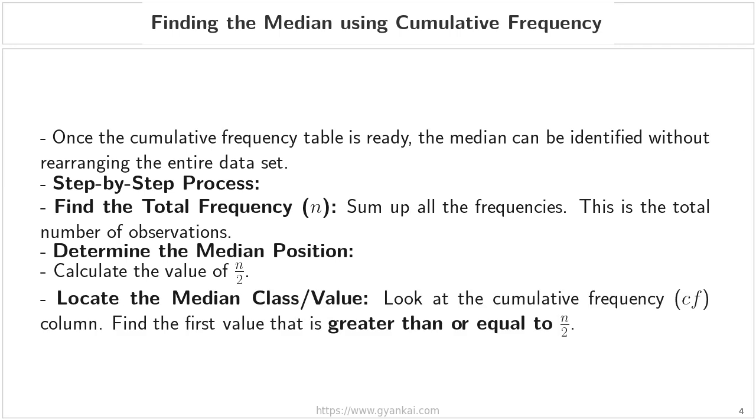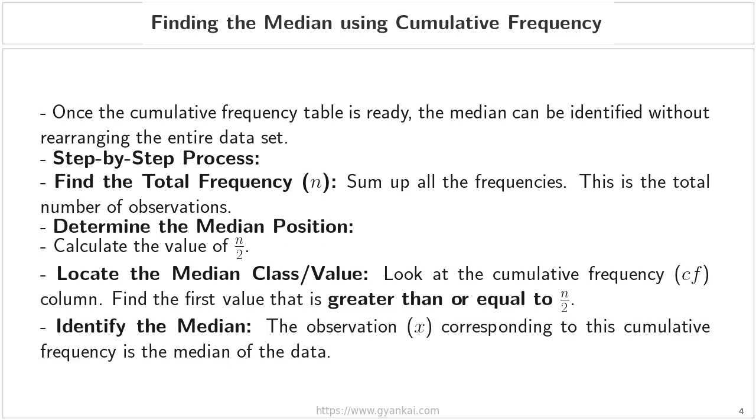Third, we must locate the correct median value. This is where you look specifically at your cumulative frequency column, the CF column we just learned about. You are searching for the very first cumulative frequency value that is greater than or equal to N divided by 2. Finally, once you have found that specific cumulative frequency, look across to its corresponding observation, which is our x value. That specific x value is your median.